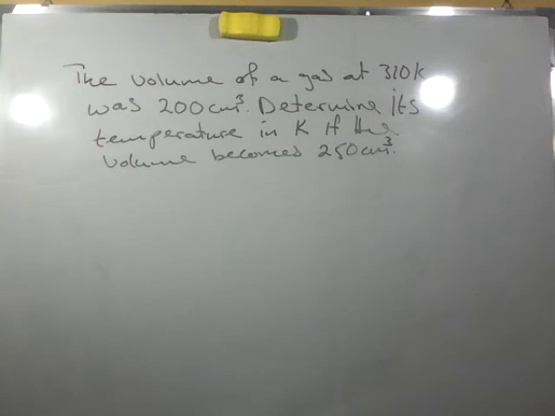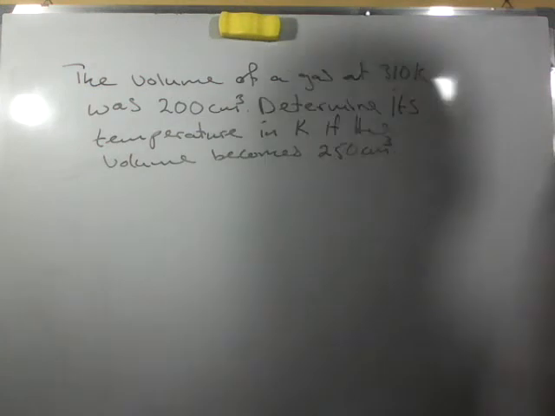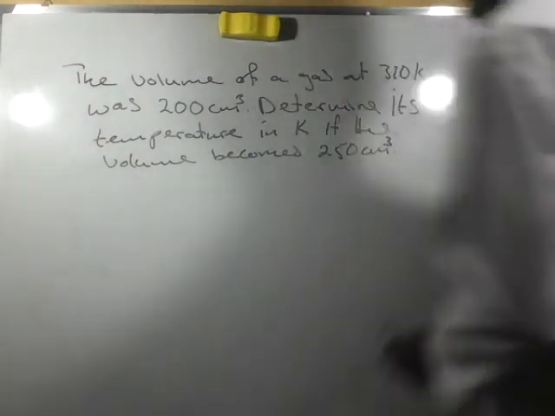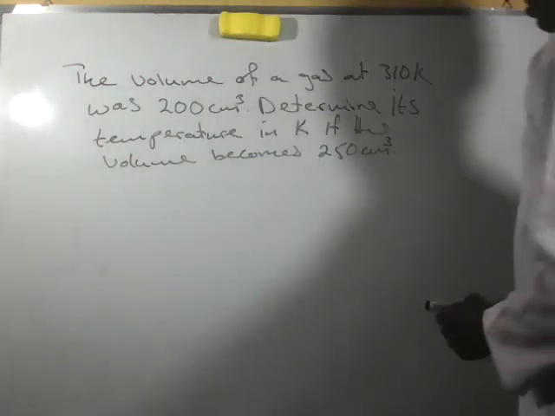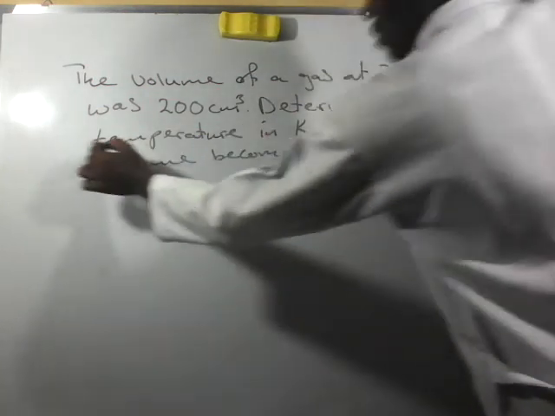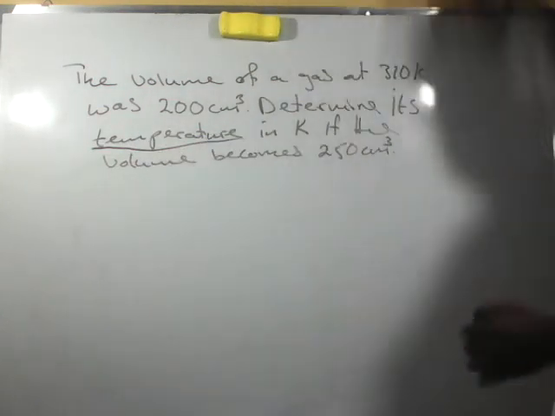The question says the volume of a gas at 310 Kelvin was 200 cm cube. Determine its temperature in Kelvin if the volume becomes 250 cm cube. So we are looking for the temperature, not the volume.